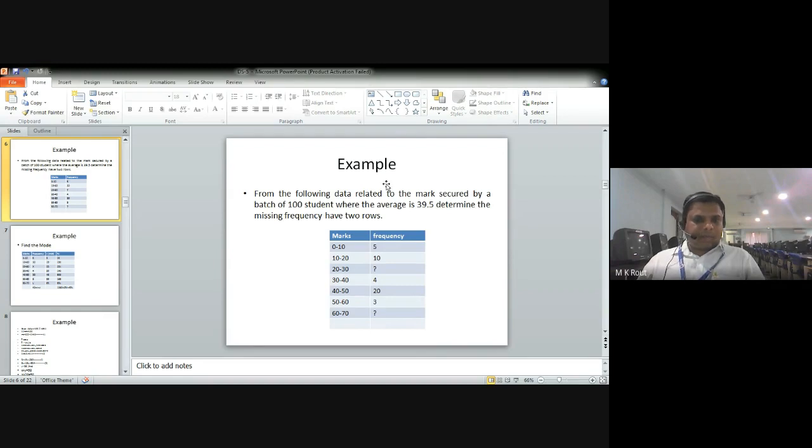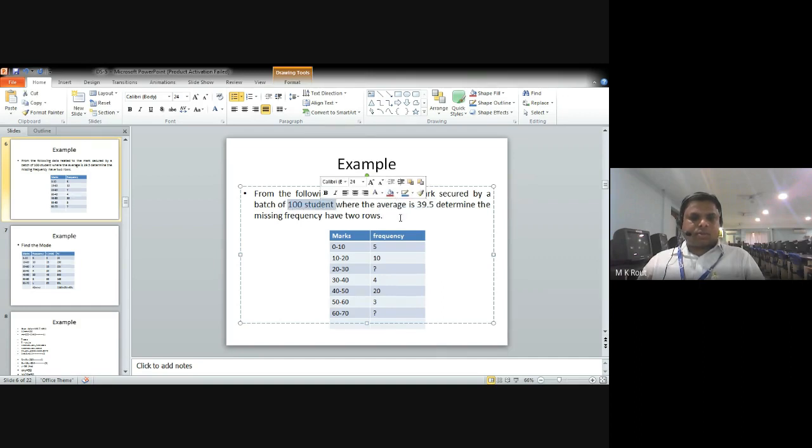I repeat, here the mean is given. The average, that means the mean, is given as 39.5. And n stands for the 100 students. Mean equals 39.5, and n, the number of observations for the marks, is 100 students. So n equals 100.